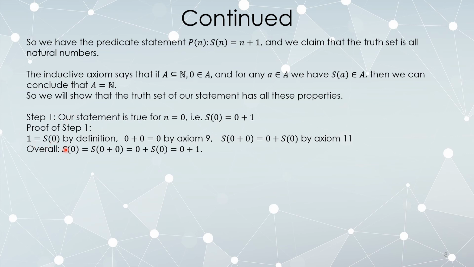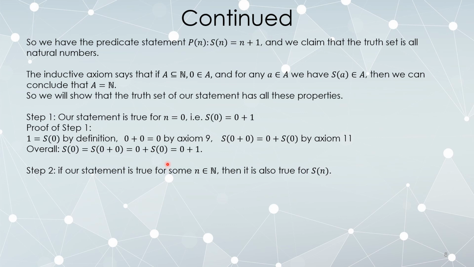The successor of 0, well, 0 happens to be equal to 0 plus 0. That was this line right here. So I can apply the successor function and get this. Then we can use this line right here. The successor of 0 plus 0 must be 0 plus the successor of 0. And we defined the successor of 0 to be the symbol 1. So since the equal sign is transitive, overall, the successor of 0 really is equal to 0 plus 1. That's the statement we were trying to prove. In other words, P of n is true on the specific case that n is 0.